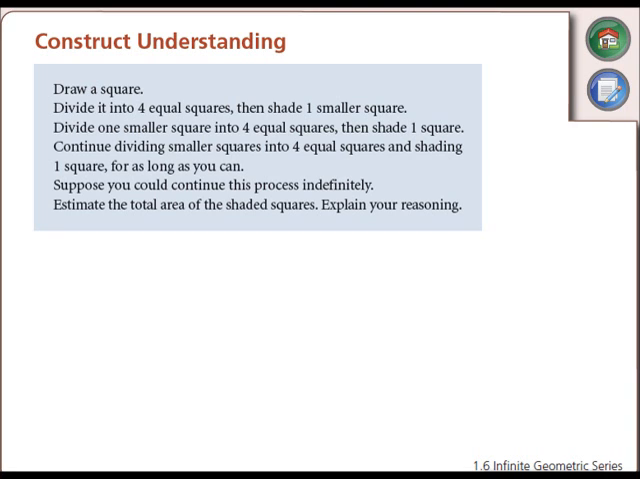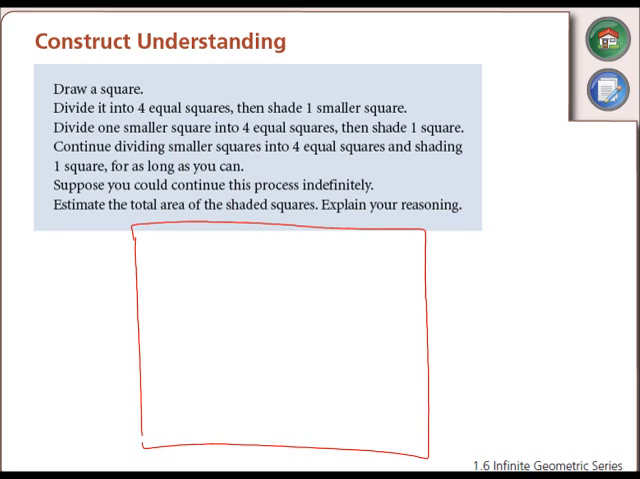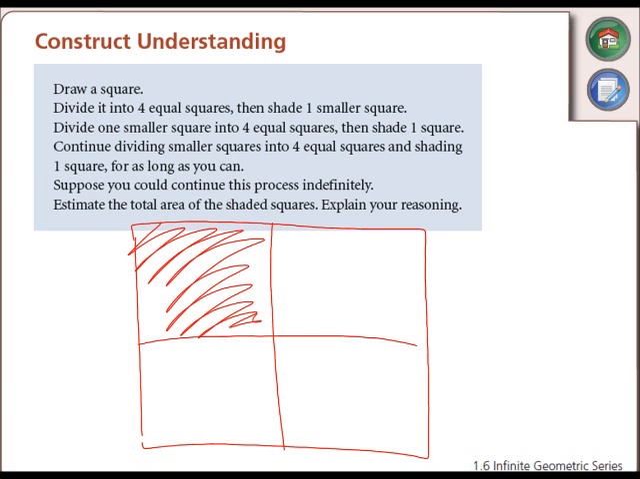All right, draw a square. Divide it into 4 equal squares. Shade one of them. Now, divide one of them into 4s again, and shade one. And do it again, and shade. And do it again, and shade, and again, and shade. Okay, so you get the idea of what's going on there.